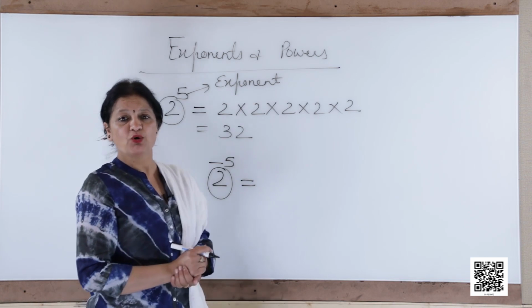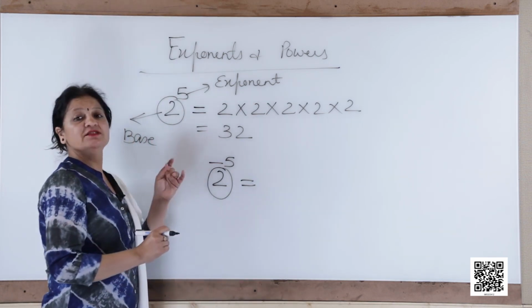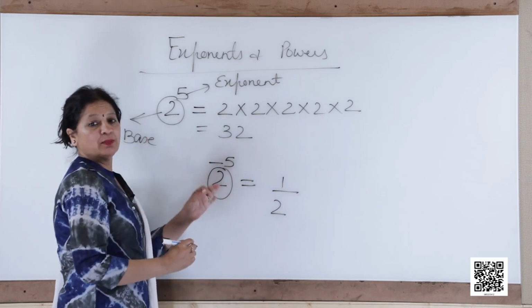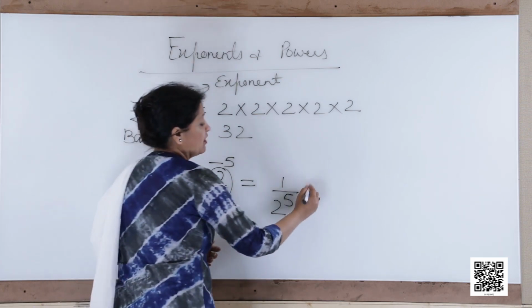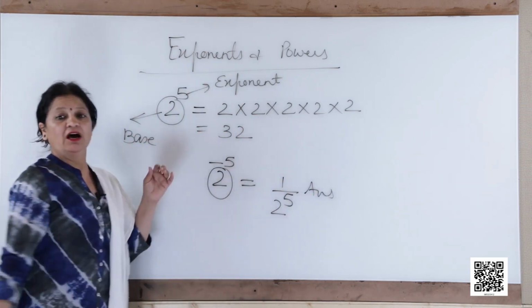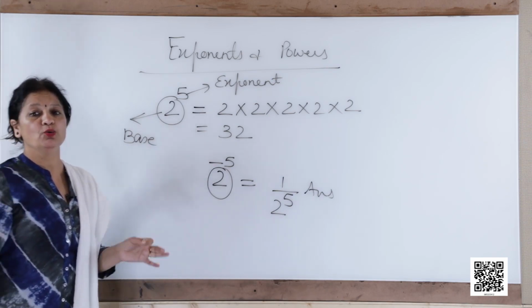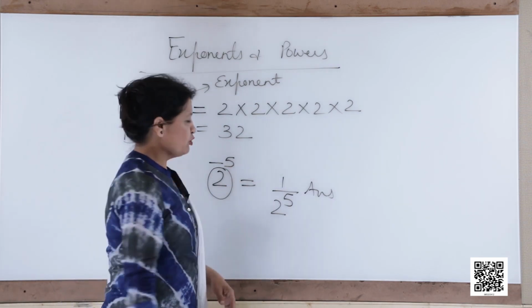So now what is the reciprocal of 2? We all know that the reciprocal of 2 is 1 by 2. That means it will be 1 by 2 raised to the power 5. So whenever the power is negative, to convert it into positive, we only need to take the reciprocal of the base. Let's take one more example.